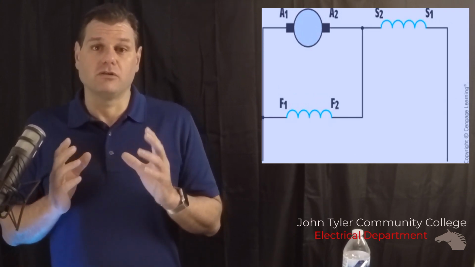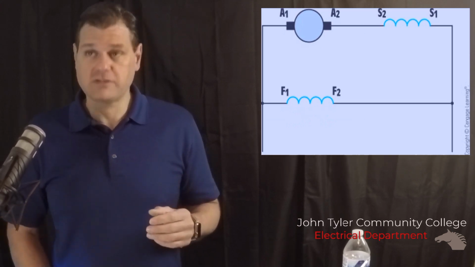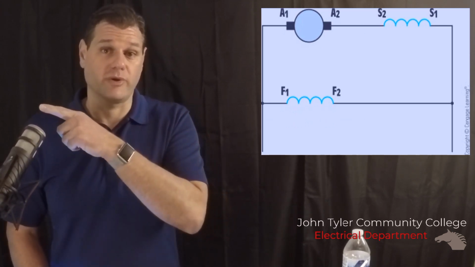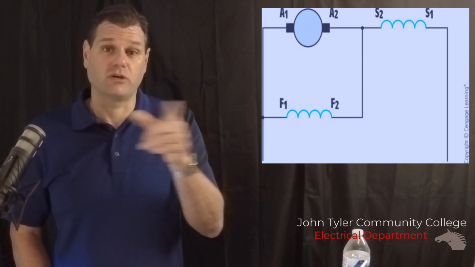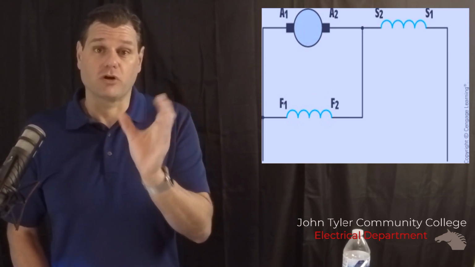We have a long shunt and a short shunt. This is the long shunt because the shunt goes all the way across, and the short shunt is going to be your shorter one. It's only going to be right around the armature.